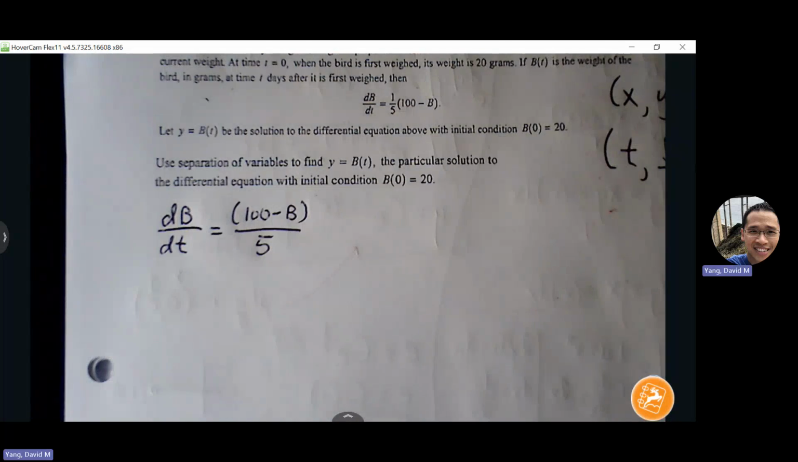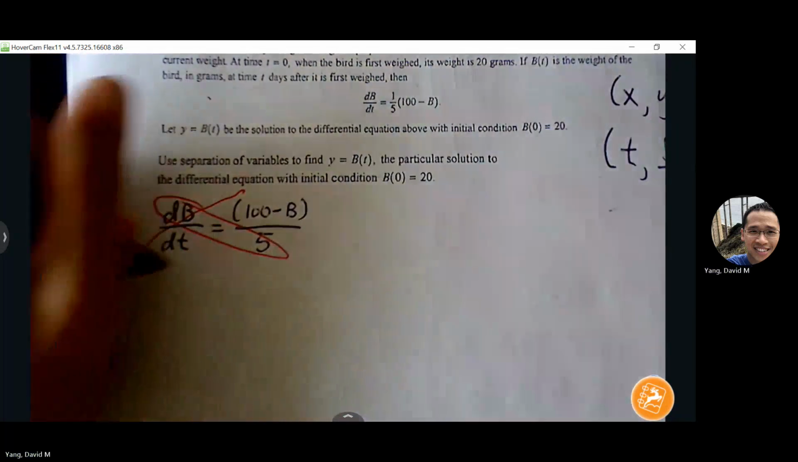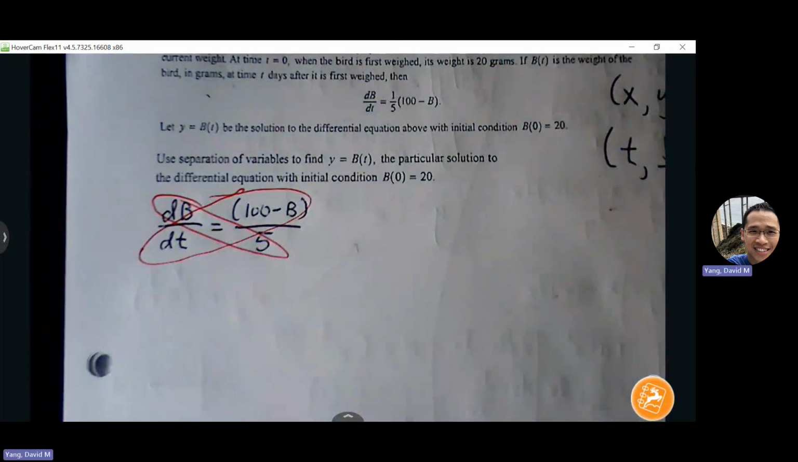So now we can do cross multiplying. Instead of x's on the right and y's on the left, now we want b's on the left and t's on the right. So we have this here.